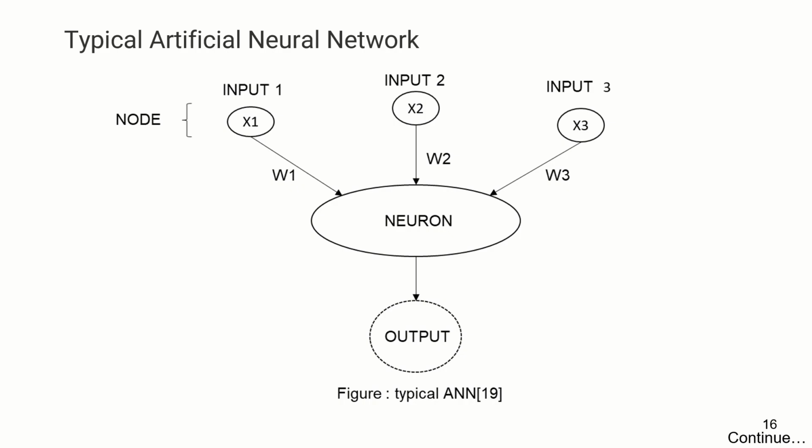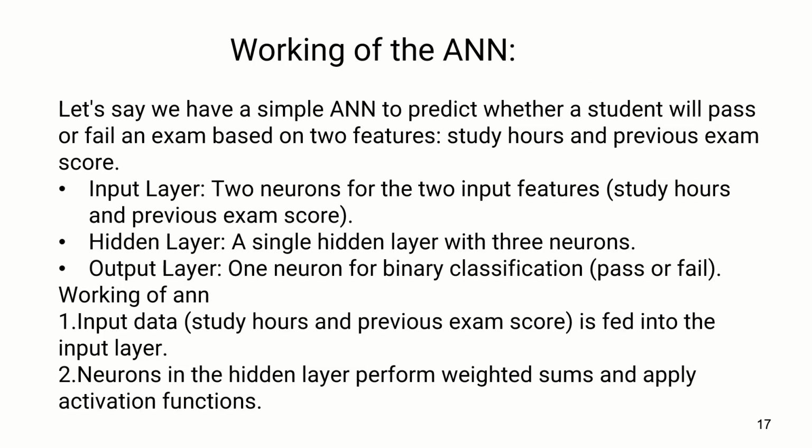This is a typical artificial neural network. Input 1, 2 and 3 are given in nodes x1, x2, x3, which are then multiplied by weights and then taken as output. This is the working of an ANN with an example.